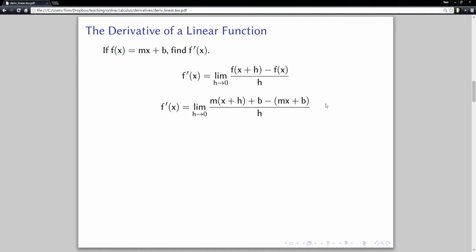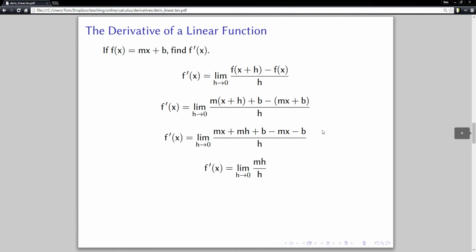There's a lot of simplifying that we can do on the top part of this fraction. First, we can distribute the m through and get mx plus mh plus b, and then distribute the negative sign through the parentheses. Then we have some like terms, the mx and minus mx, and b and minus b. So on the top, everything but mh drops out. Then we have some common factors between the top and bottom of the fraction, so we can cancel out those common factors.